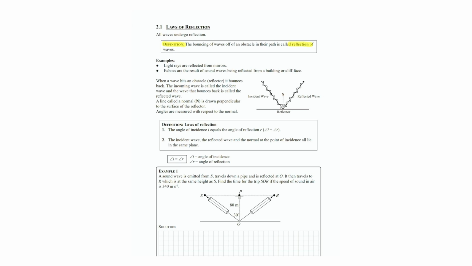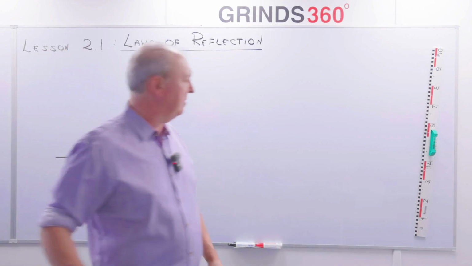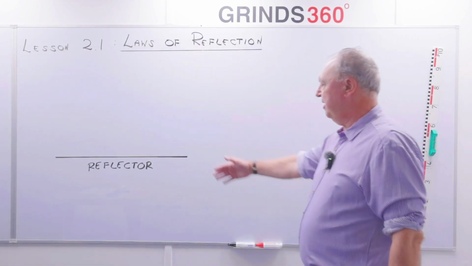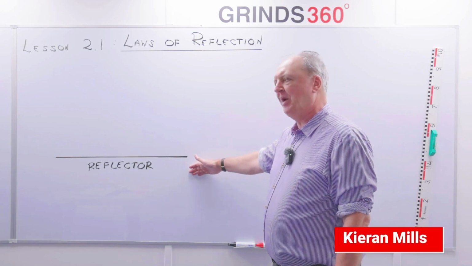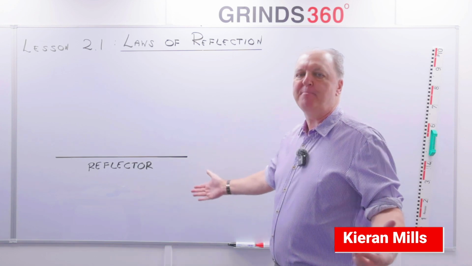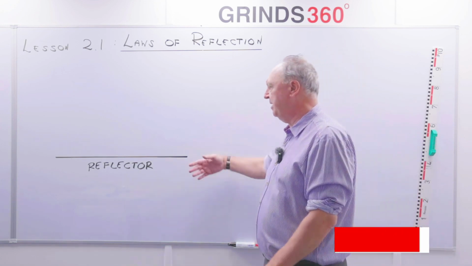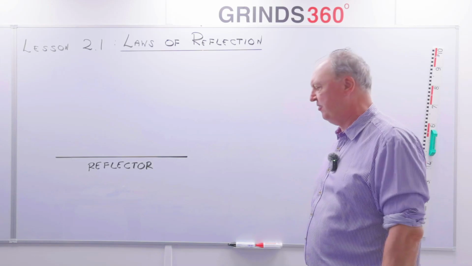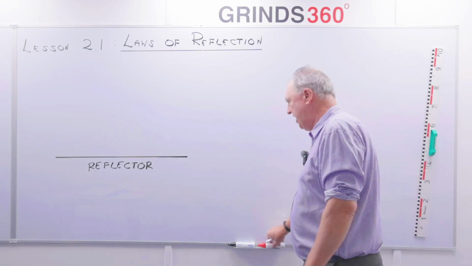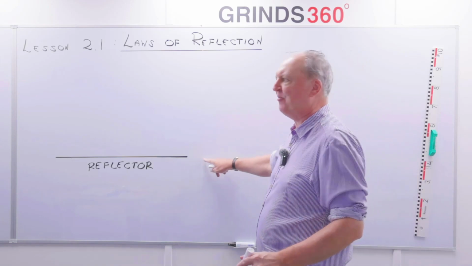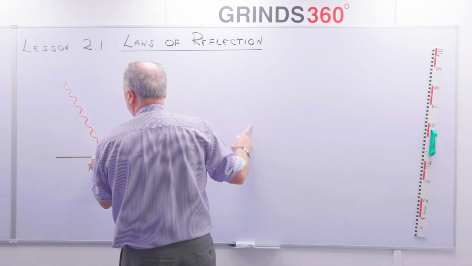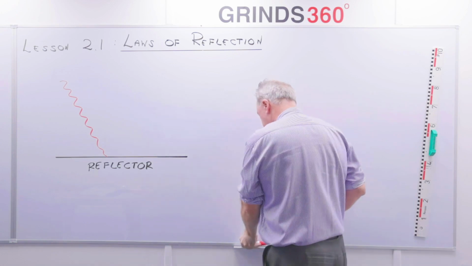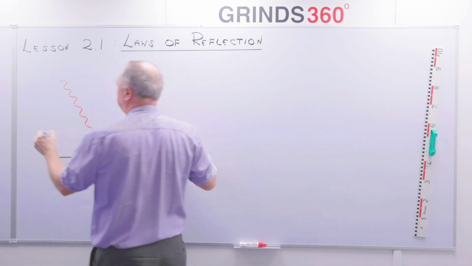Let me have a look at the reflection of waves in a little bit more detail. Here I've got a reflector, some kind of surface that bounces the waves back. That reflector might be a mirror in the case of light. It might be some kind of hard surface in the case of sound. So I'm going to show a wave coming in towards that reflector. So here's my wave. That wave there is called the incident wave.